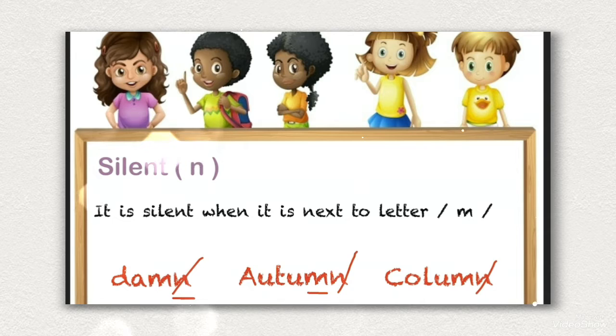So let's read these three words again with silent letter N. Damn, autumn, column.